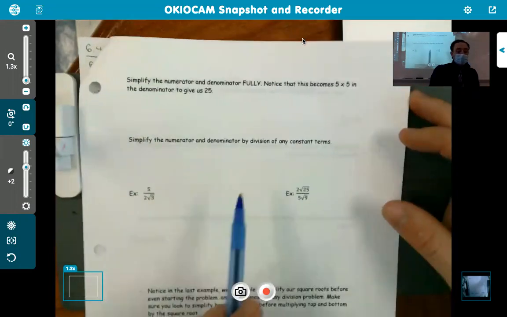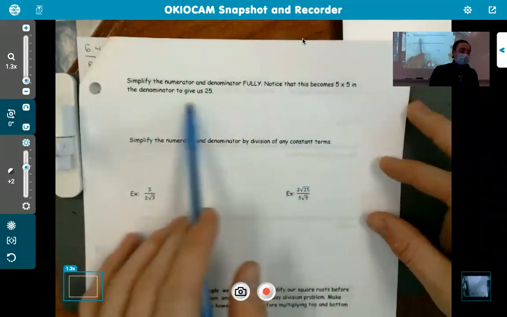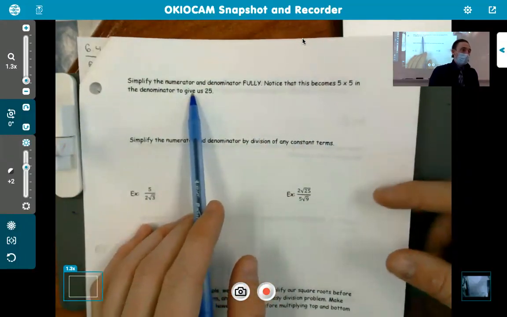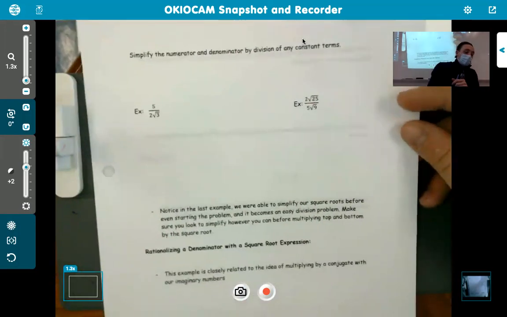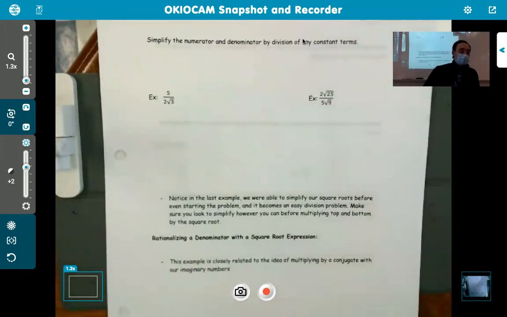Again, this note up here kind of says that. So notice that this becomes 5 times 5 in our denominator from the radicals kind of canceling out. So that's how we got our final answer. Let's do a couple more examples here.